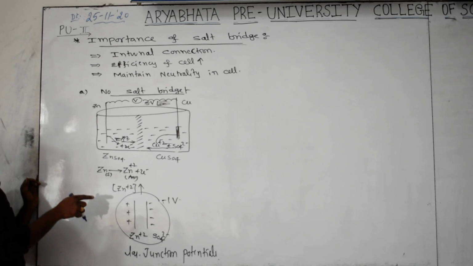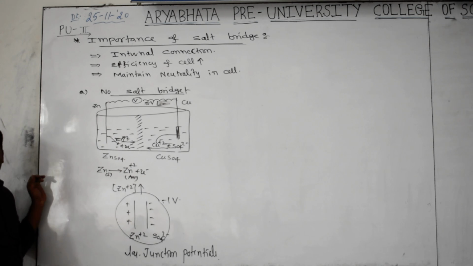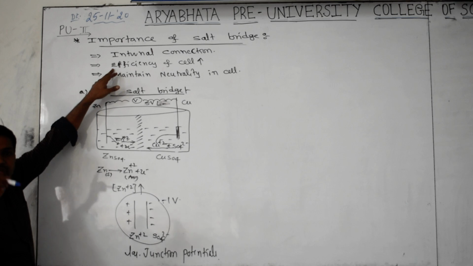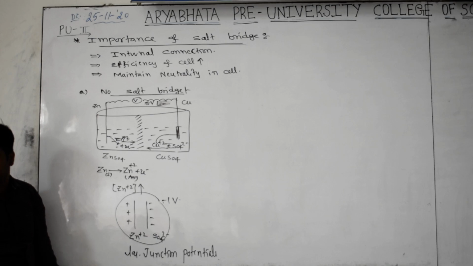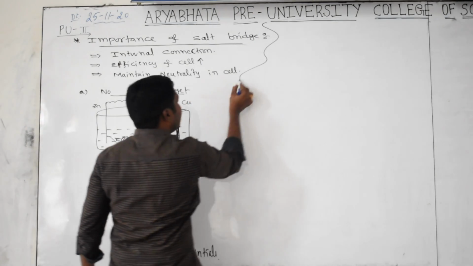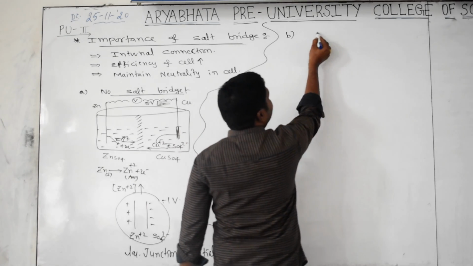Why is the liquid junction potential arising? We are not using a salt bridge. That's why, to increase the efficiency of the cell, we compulsorily have to use the salt bridge. Then we can see how efficiency will be increasing. Are all of you getting it or not? Yes. Now I will explain how efficiency increases by using a salt bridge.